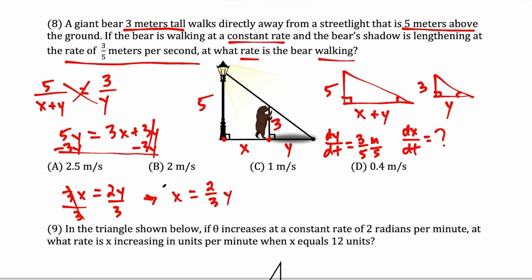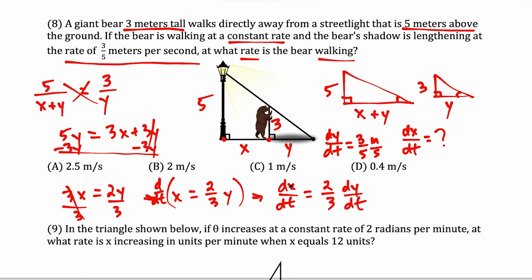So now from here, what we could do is take the derivative with respect to time of both sides of this equation, and that's going to give us dx/dt is equal to 2/3, the derivative of y is dy/dt. So if the bear is walking at a constant rate, that means that the shadow is also lengthening here at a constant rate.